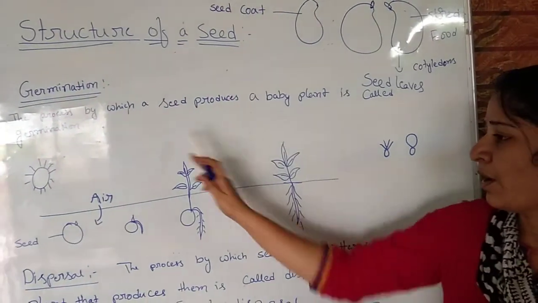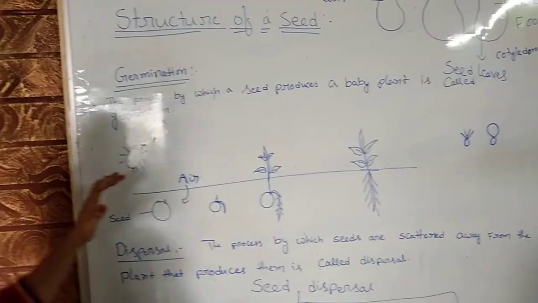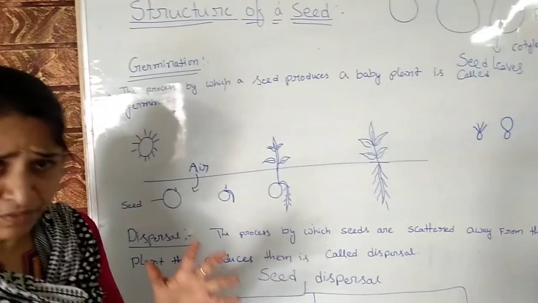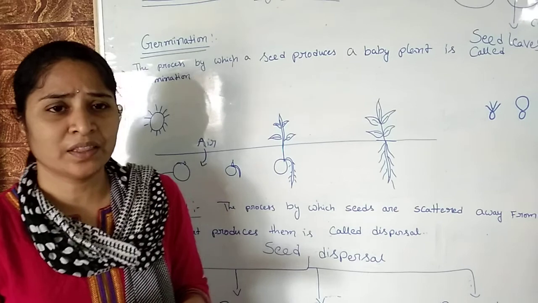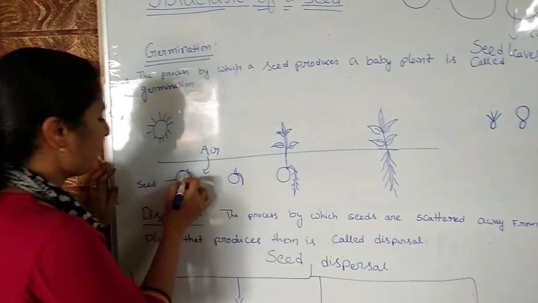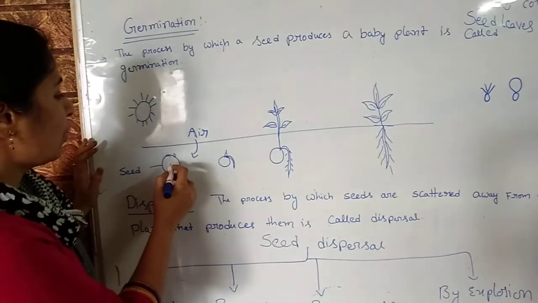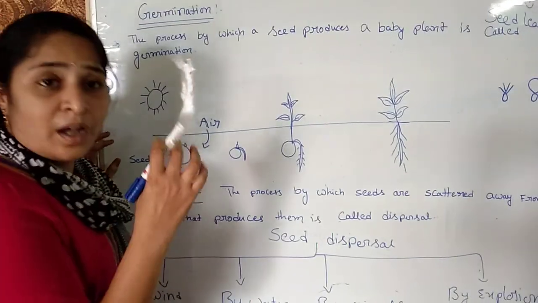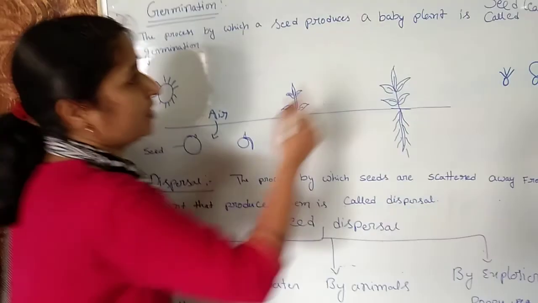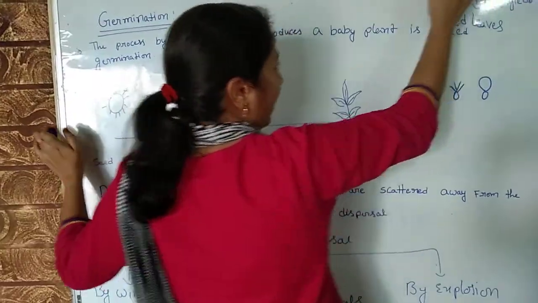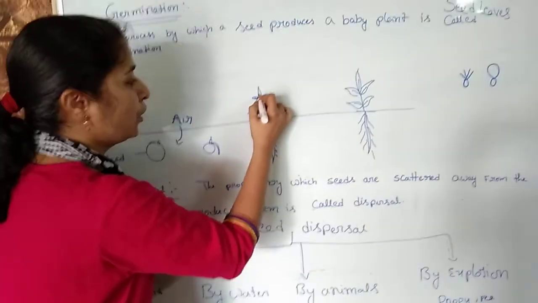Here we can see the process of germination. In the process of germination, what will happen? First, when we sow a seed, or the seed gets in contact with the soil, the embryo develops. At the early stage of germination, this embryo gets food from the cotyledons. After that, slowly it develops roots and shoot.